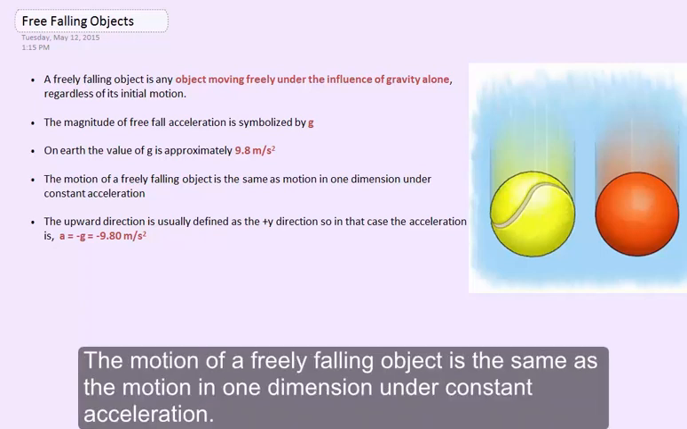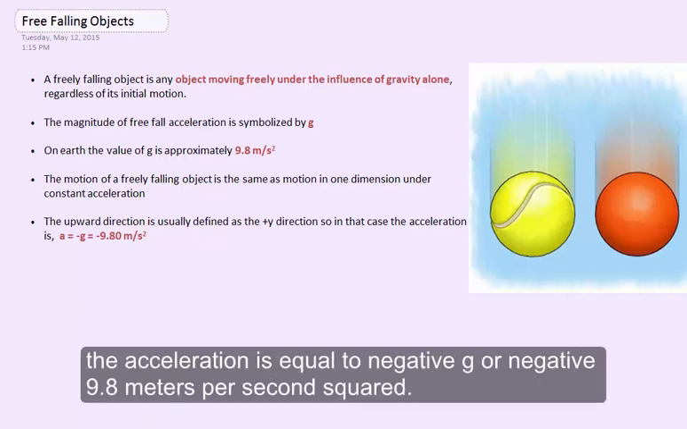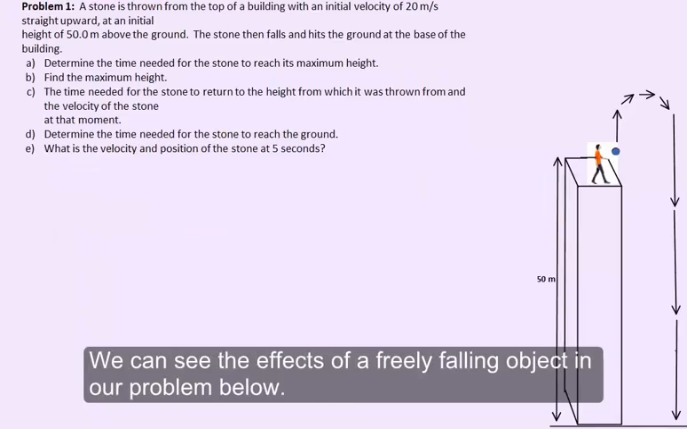The motion of a freely falling object is the same as the motion in one dimension under constant acceleration. The upward direction is usually defined as the positive y direction. So in the case of a freely falling object, the acceleration is equal to negative g, or negative 9.8 meters per second squared. We can see the effects of a freely falling object in our problem below.